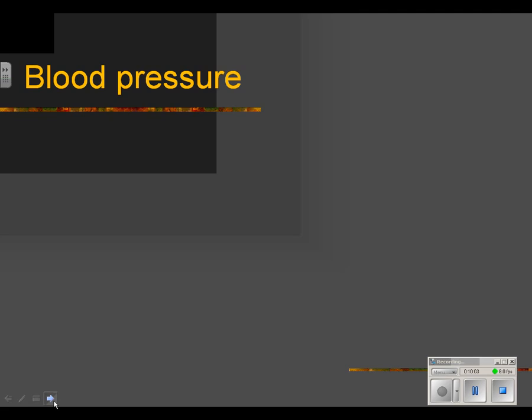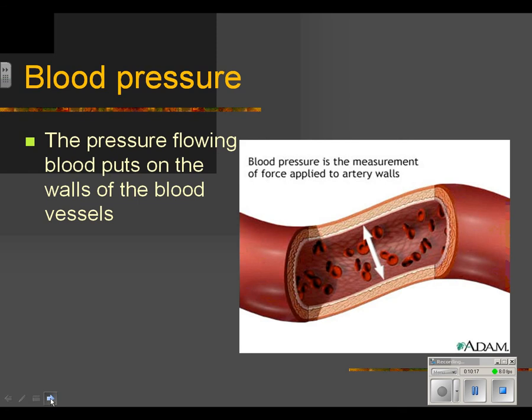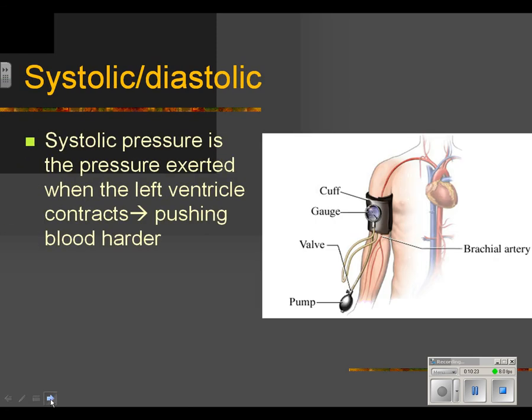So one of the things we use to talk about blood flow in the body is blood pressure. Blood pressure is the measurement of force applied to artery walls. And there's the book definition, if you will. There are two measures of blood pressure. Systolic pressure, which is the top number, and diastolic pressure, which is the low number. Systolic pressure is the pressure exerted when the heart pumps, pushing the blood. When it pushes, the blood flows faster.